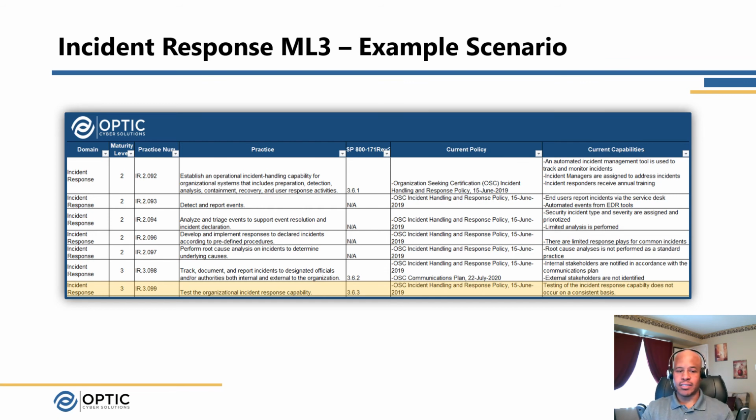This is the process that we've seen work well for organizations to document your current capabilities. Even if there are deficiencies, you want to document those so you have a tracking feature within a profile.